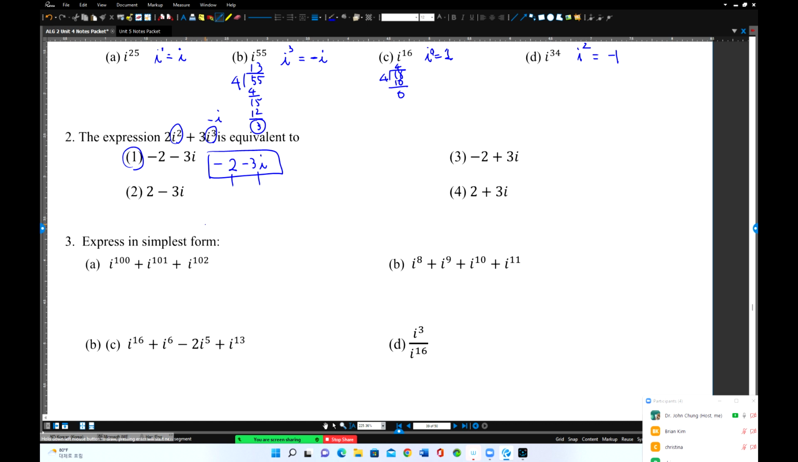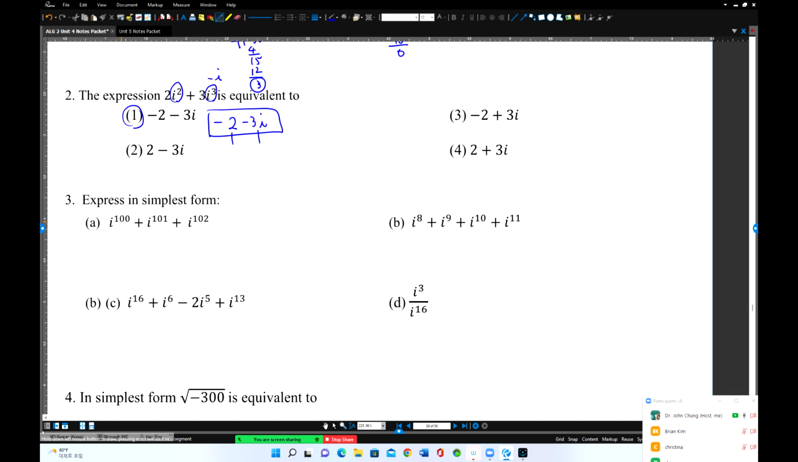A little more practice on higher numbers. 100 divided by 4 is what? 25. i to the 0, that is 1. A multiple of 4, right? 101 is what? When you divide by 4, the remainder is 1. i to the 1 is i. 102 divided by 4 is what? The remainder is 2, right? i squared. But this i squared is negative 1, isn't it? That is a real number, not imaginary anymore. So 1 minus 1 is 0. This is simplified.